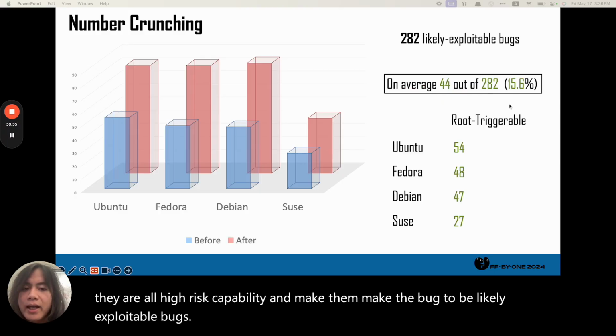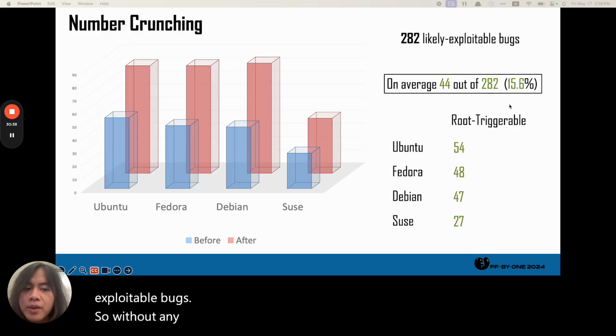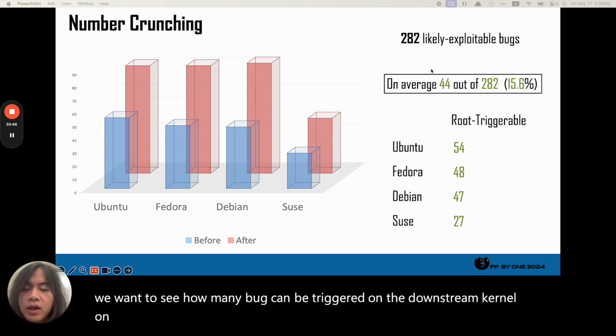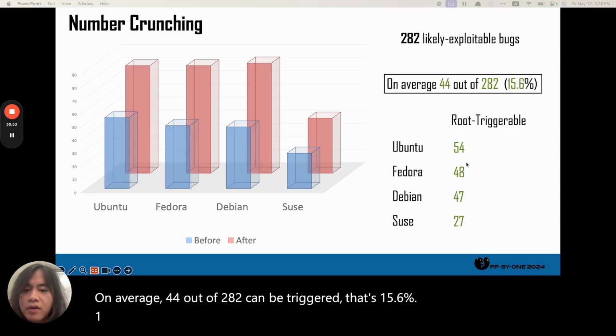Without any adaptation, by running the original POC with root privilege, we want to see how many bugs can be triggered on the downstream kernel. On average, 44 out of 282 can be triggered. That's 15.6%. So Ubuntu 54, Fedora 48, Debian 47, SUSE 27.